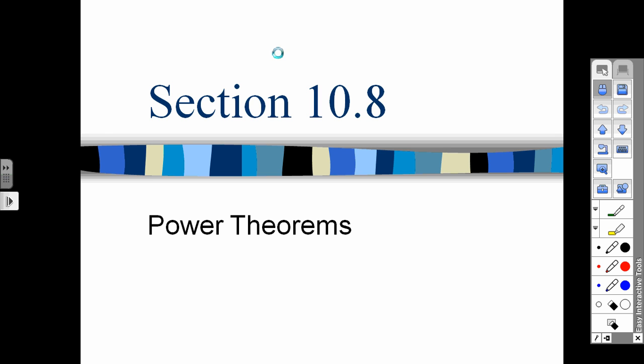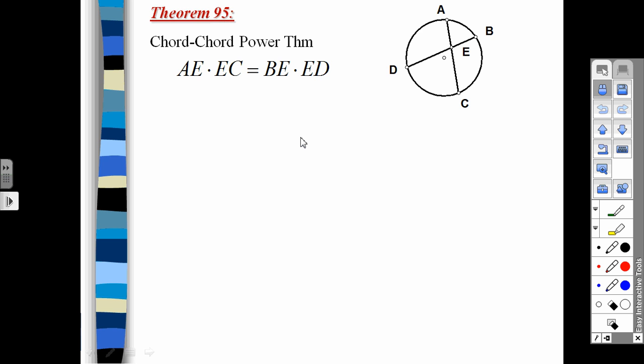the segments. So the first one we're going to talk about is the chord-chord power theorem. And remember, we had a diagram like this where we had two chords intersecting each other, but before we were talking about figuring out the measure of this angle based off of the two arcs that were created. Well, now with the power theorems, what we're going to be doing is looking at the lengths of these four segments that are created and coming up with a formula or relationship between those four segments so that you could maybe perhaps solve for one of the missing segments.